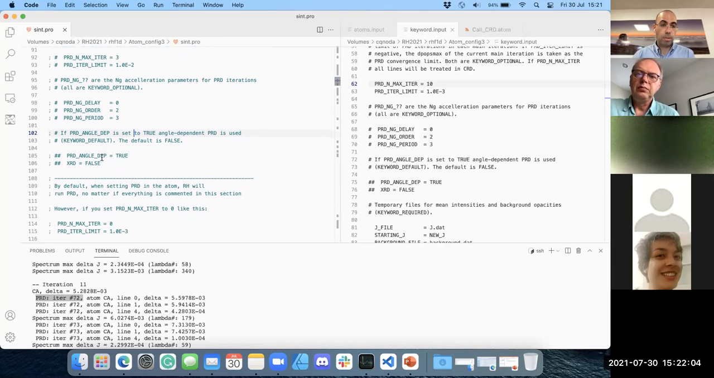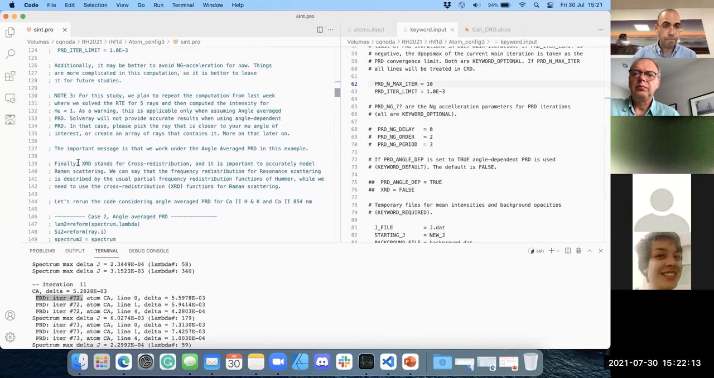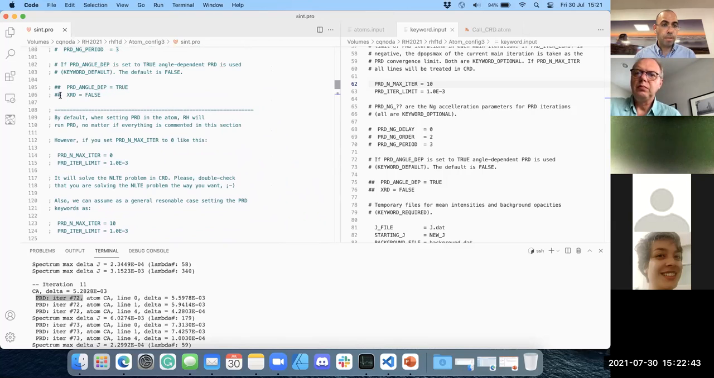Okay, and finally, this XRD, I say something about it here. There are some different contributions to the scattering that you take into account in PRD. And this cross redistribution is aiming to take into account the Raman scattering. So it's just an additional layer of complexity, but accuracy at the same time. So today I just use it as default, and I think it's false, but you may also want to try what happens if you put true.